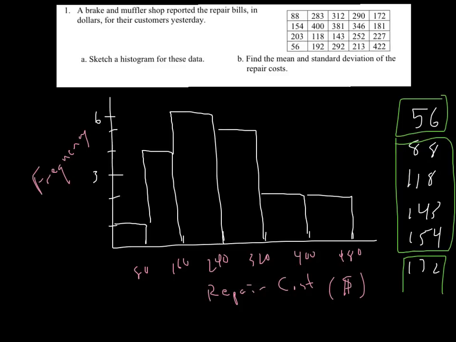Now, from this, I have a pretty good interpretation of what the data looks like. It's skewed to the right, right? There's a little bit of a trail off to the right. It's definitely unimodal, has 1 mode, somewhere between 160 to 240, or the most popular amounts of repairs at this place apparently cost somewhere in that zone. And I have a minimum value at $56, a maximum at $422.